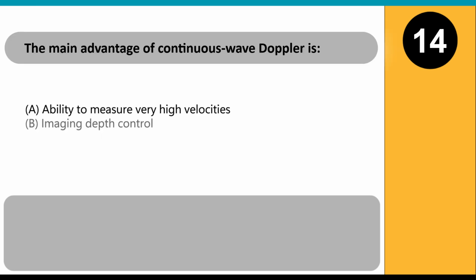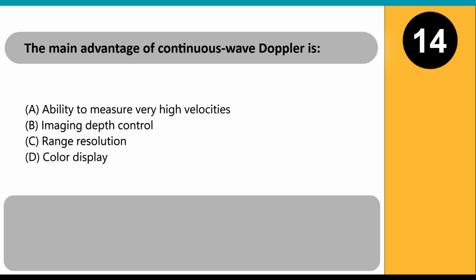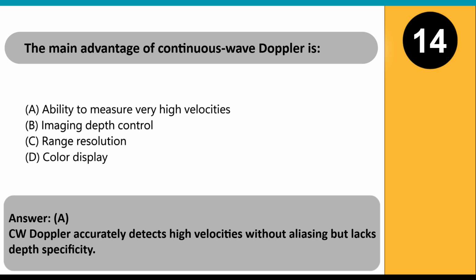The main advantage of continuous wave Doppler is A. Ability to measure very high velocities, B. Imaging depth control, C. Range resolution, D. Color display. Answer A. CW Doppler accurately detects high velocities without aliasing but lacks depth specificity.